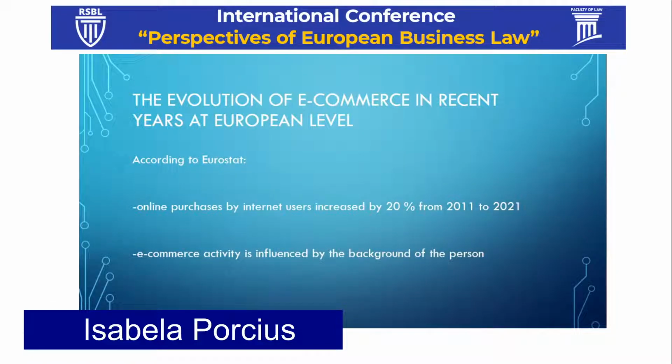Okay, so as I've already mentioned, the online purchases by internet users increased by 20% from 2011 to 2021. So in a decade, there was an increase by 20%. And this increase is typically observed in age categories from 25 years to 54 years, and also in the age group 16 to 24 years old. So the largest share of online shoppers was among those between 25 and 54 years old. But at the same time, starting with 2019 and 2021, the age group 16 to 24 took the lead.